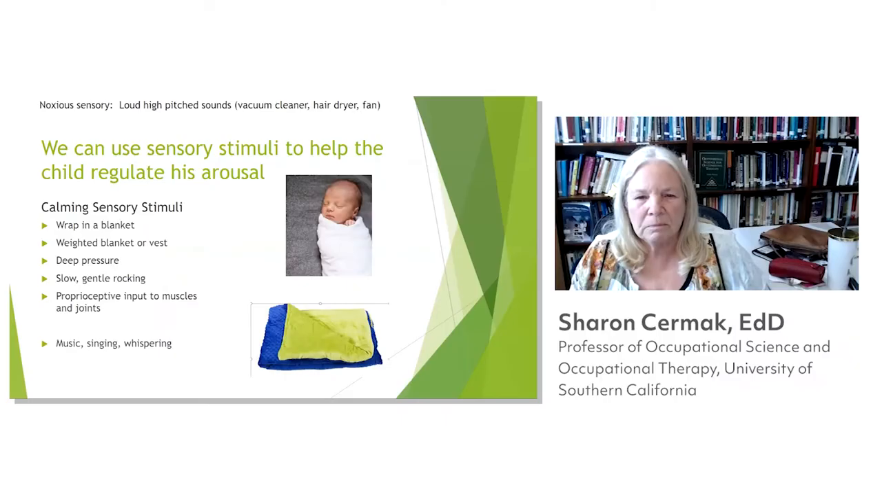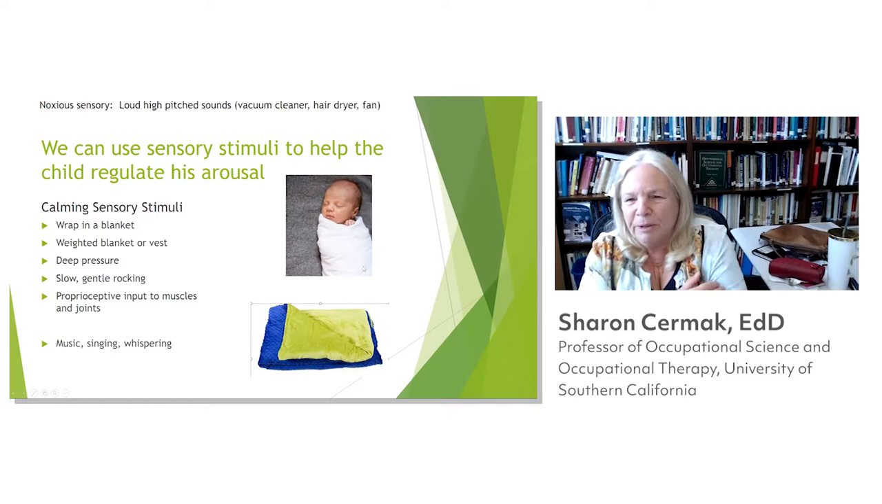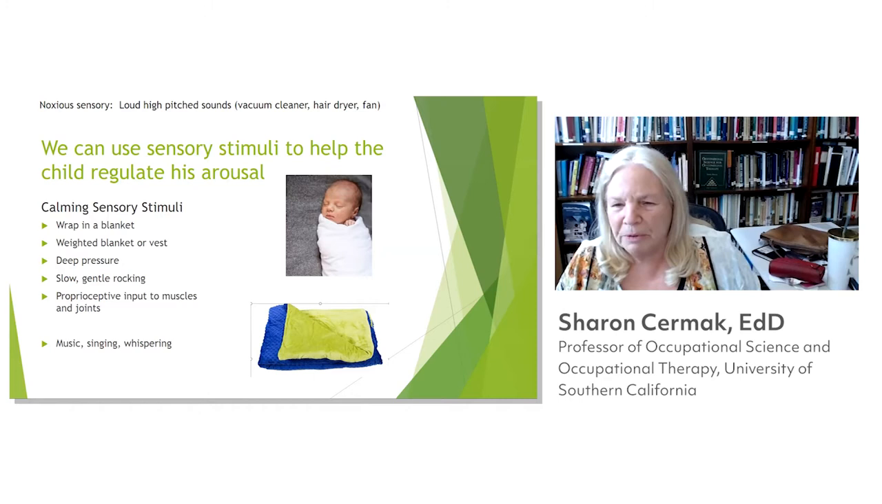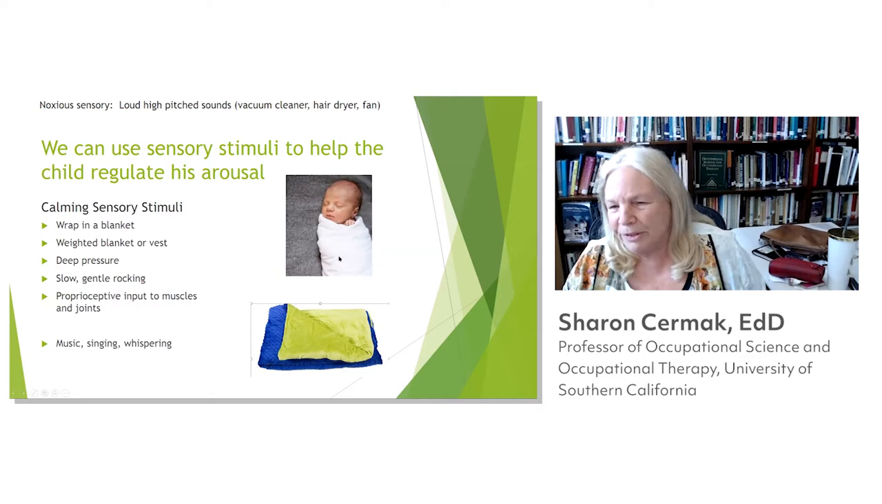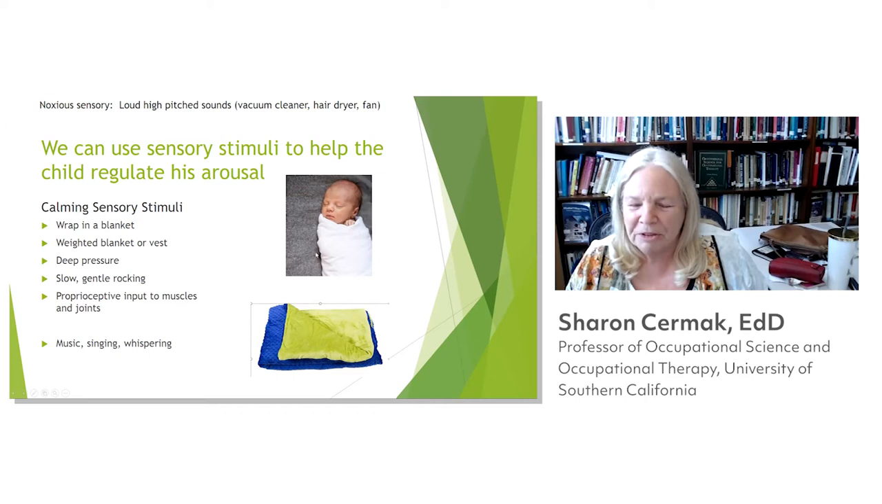We can use sensory stimuli to help the child regulate his arousal level. And you see this all the time with young babies, where babies are wrapped in blankets and cuddled and firmly wrapped. That provides deep pressure for the child, which is calming and organizing. With children, we frequently will see games played where children are having difficulty with sensory overarousal. We may play a game of hot dog, where the child gets wrapped in a blanket and then we pretend to put mustard and ketchup on and provide deep pressure that way. Or we can use a weighted blanket, which can also provide deep pressure.